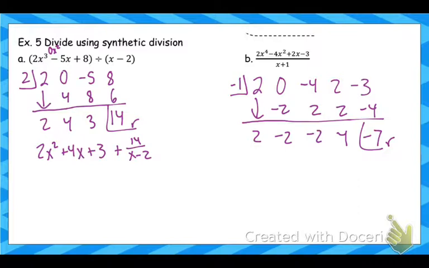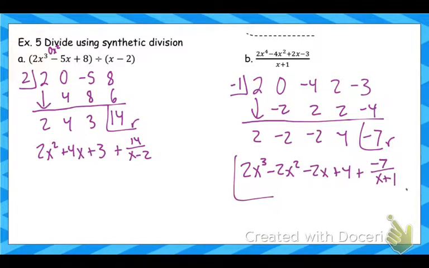We start 1 degree less than the original. The original was to the 4th, so this is going to be 2x cubed minus 2x squared minus 2x plus 4, and the remainder is a fraction over the divisor.